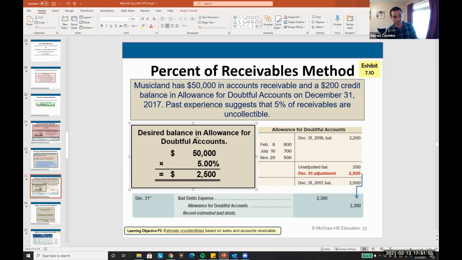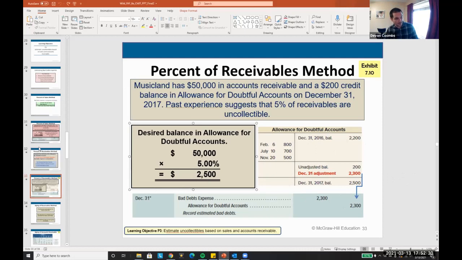But then we'd have to go through our allowance for doubtful accounts to make the adjustment, which is what you were just asking about, Mujaba. This is an example of the receivables method. So we were saying at the beginning of the year, we had 2,200. We wrote off these three other accounts, 800, 700, and 500. And so at the end of the year, we had a 200 balance. We need it to be 2,500 based on this calculation. And so we plug 2,300. 200 plus 2,300 equals the 2,500. And we'll make that adjustment so it equals this 2,500.